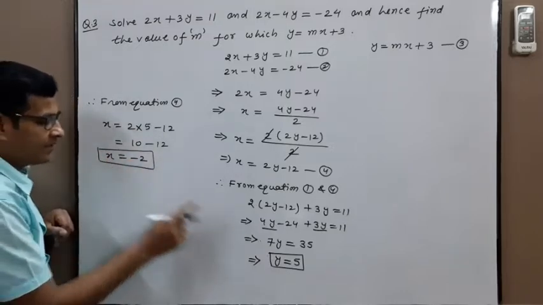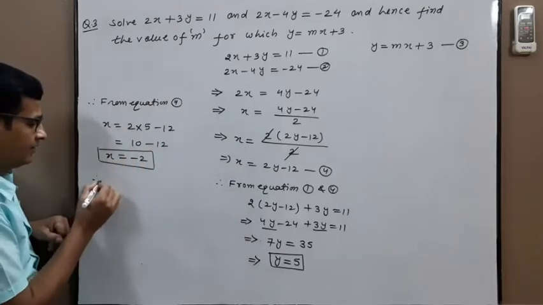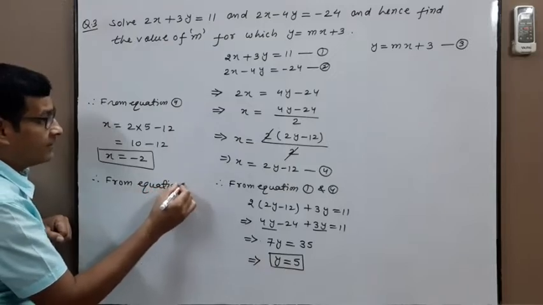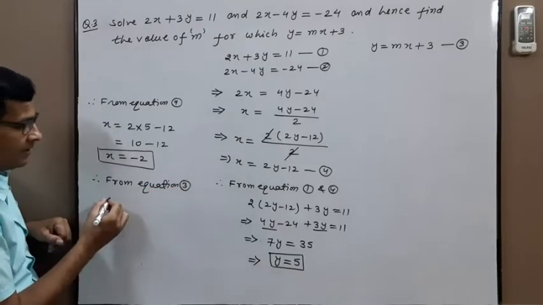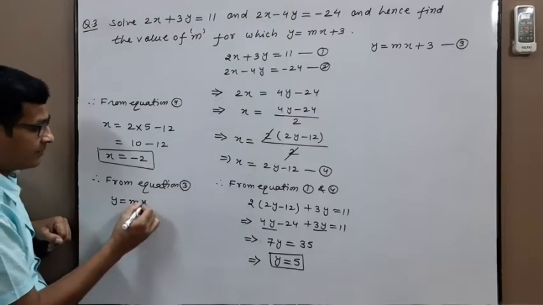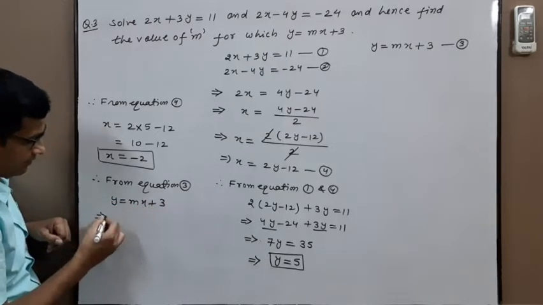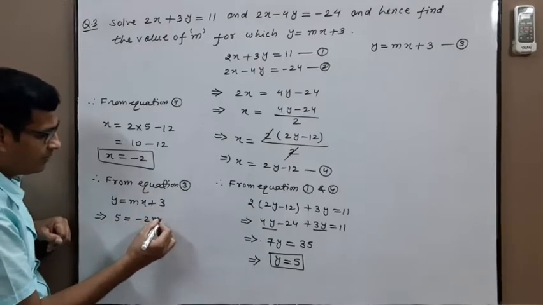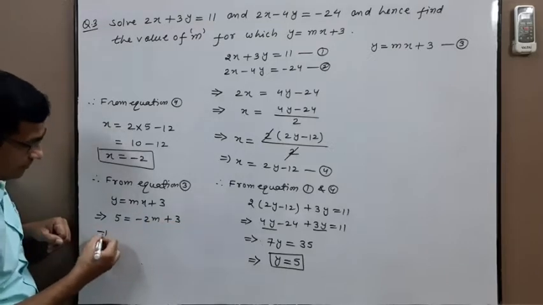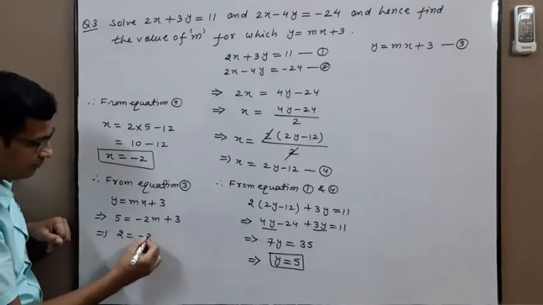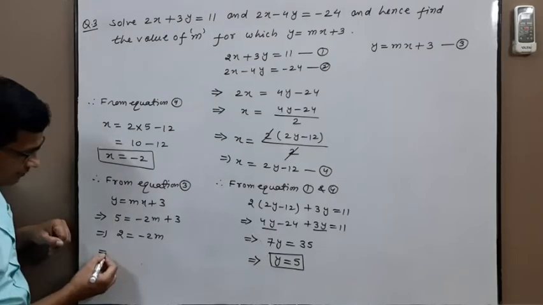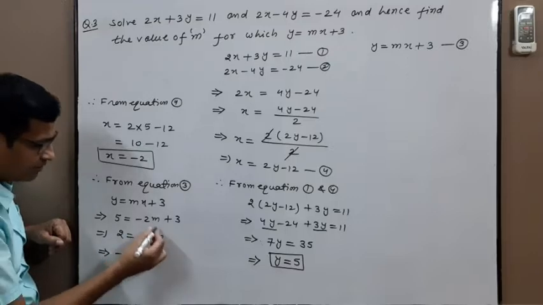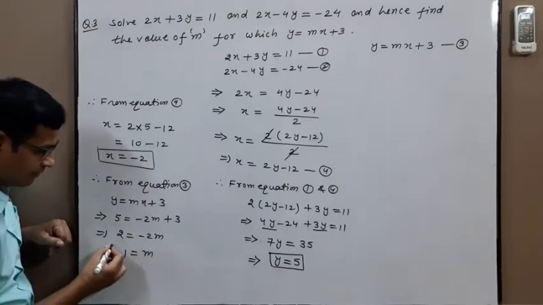Now substitute the values of x and y in equation number 3. Therefore from equation 3, y equal to mx plus 3. y is equal to 5, mx means minus 2m, plus 3. 5 minus 3, 2 equal to minus 2m. Dividing both sides by minus 2. So 2 upon minus 2, minus 1, and minus 2m upon minus 2, m. So the value of m is minus 1.